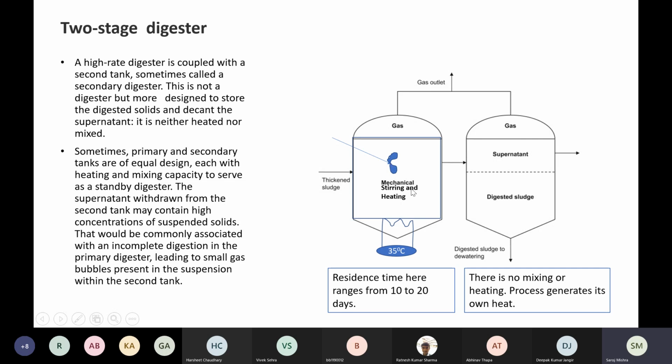Then after a 30 days hold up time, part of it is taken up and stored in a second vessel. There is no mixing or heating here. The process generates its own heat. So this is the two-stage digester which has been used.